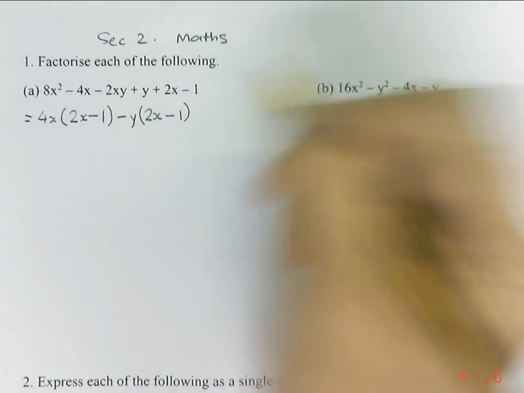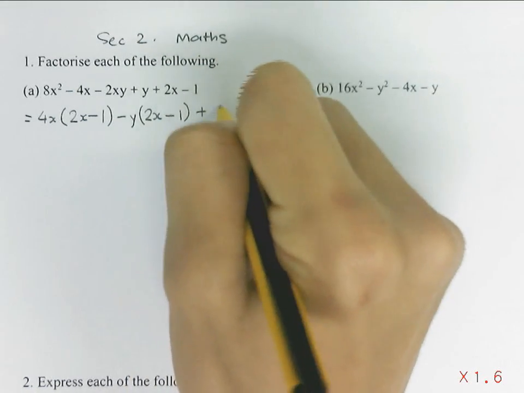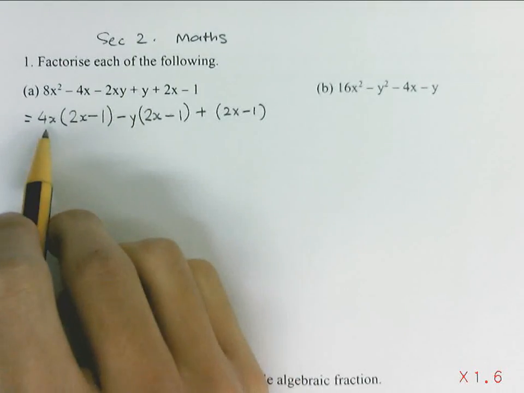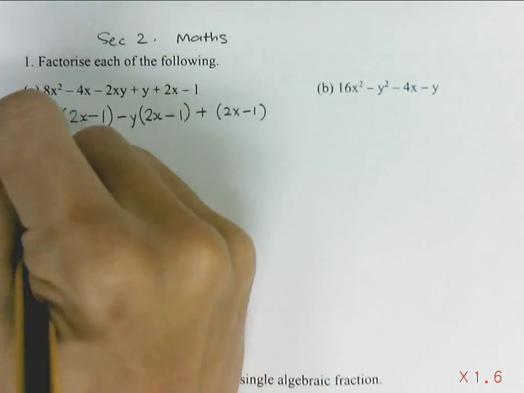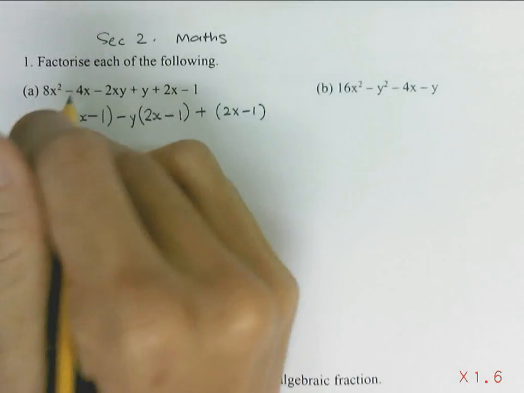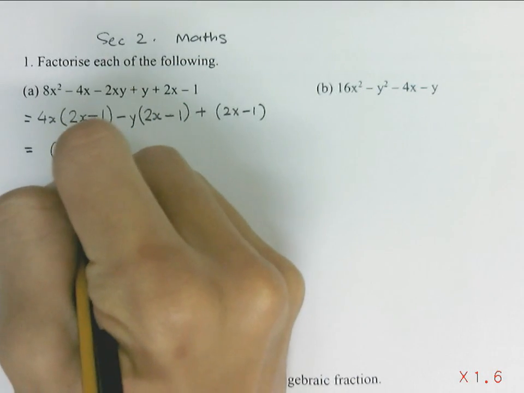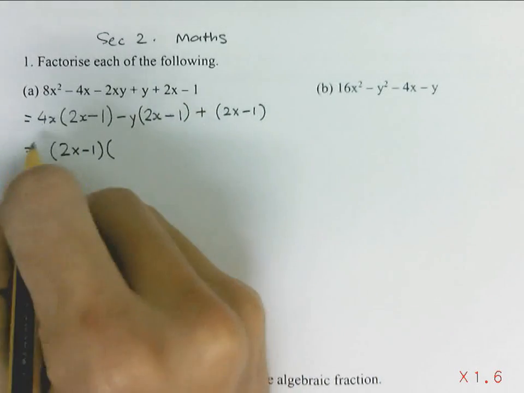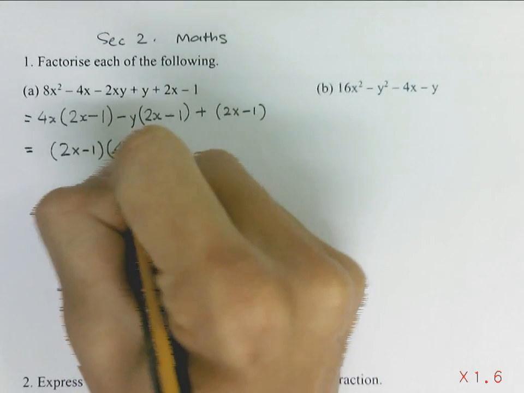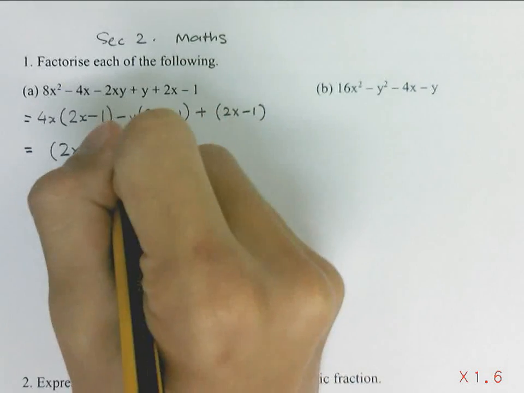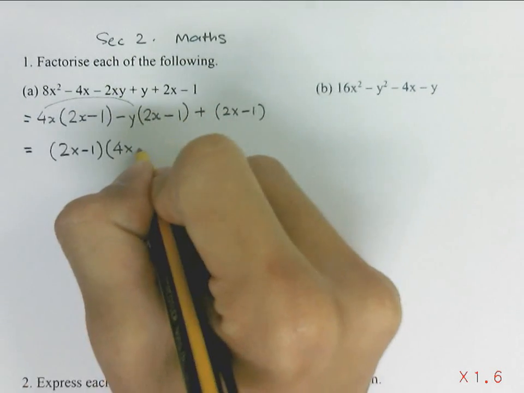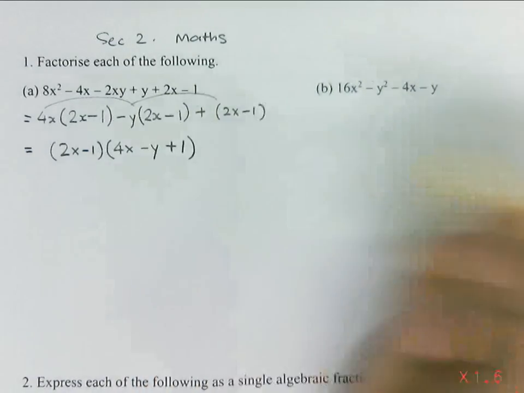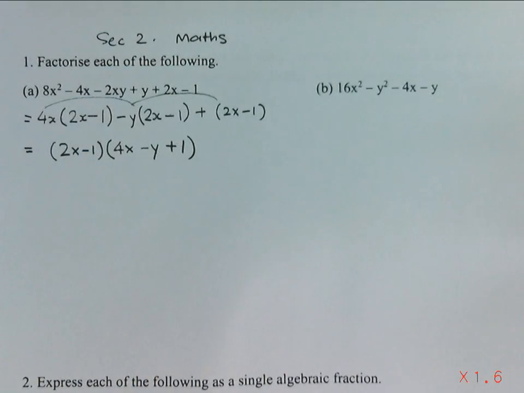And the last 2 terms can simply just return in bracket. Now there are 3 terms, and they have all the same common factor, which is 2x minus 1. So factorizing completely, I will get 4x minus y plus 1. And this will be the fully factorized form.